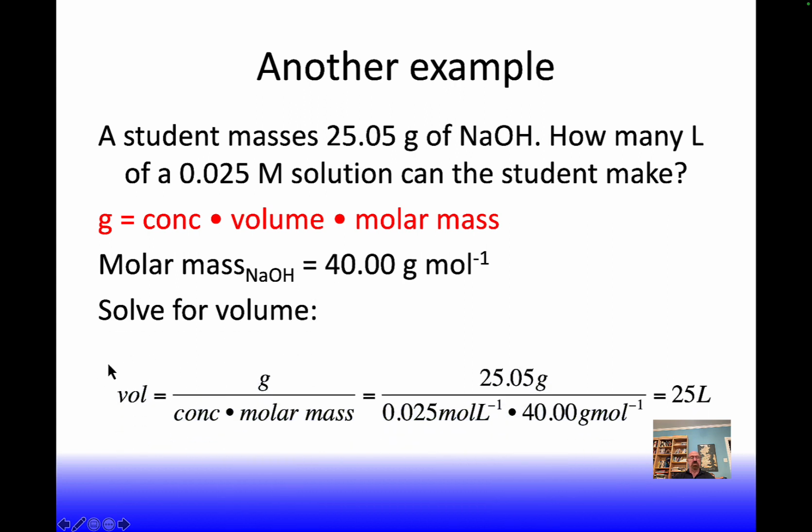Solve for volume. So your volume, again, will be in liters. Your grams is 25.05. The concentration that we're trying to get to is 0.025 molar, and our molar mass is 40. So we plug it in and solve, and we end up with 25 liters.